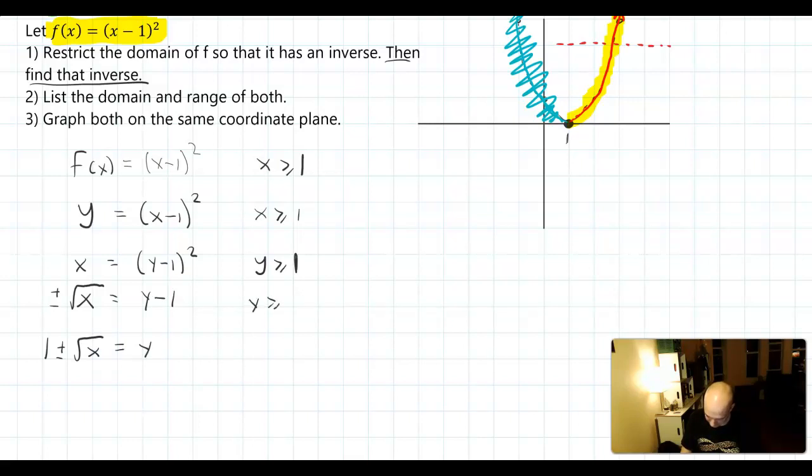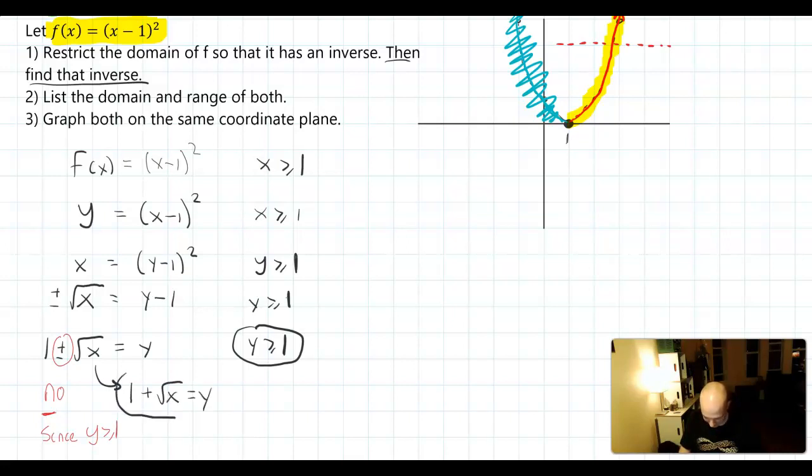But I have this domain restriction that y is greater than or equal to 1. So since y is greater than or equal to 1, if I look at the plus and minus, I can't be starting with 1 and subtracting anything. So I need to take away the minus. So really, my f inverse is just going to be 1 plus root x equals y. That's going to be my real f inverse based on that domain restriction I had. So we'll write that: f inverse of x is equal to 1 plus root x.